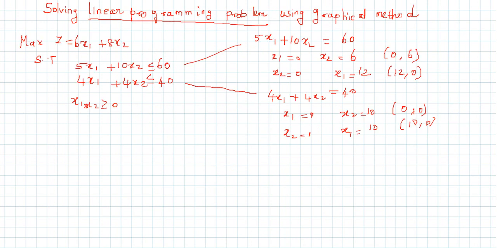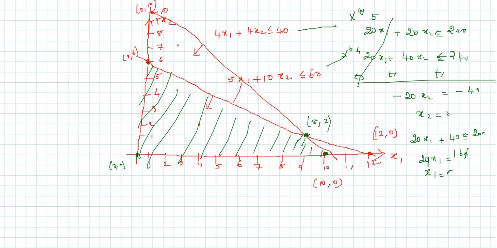So the given problem is a maximization problem with objective function z is equal to 6x1 plus 8x2, subject to 5x1 plus 10x2 less than or equal to 60, 4x1 plus 4x2 less than or equal to 40. First we have to convert this less than or equal to type into equal to type, and to calculate the x1 and x2 values, first you assign x1 is equal to 0, you'll get x2, again x2 is equal to 0, you'll get x1. By using this, you will be getting these points. Now using these points, you have to draw the graph.